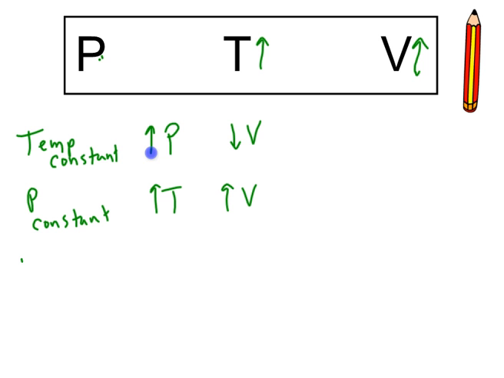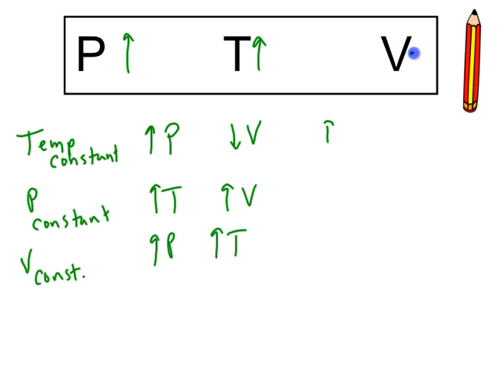If we were to keep the volume constant and you were to increase the pressure, the temperature would also increase. So these were the three scenarios that we saw when you have pressure and volume changing and temperature remaining constant.